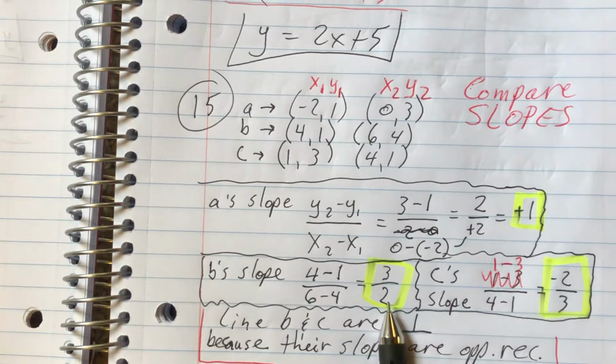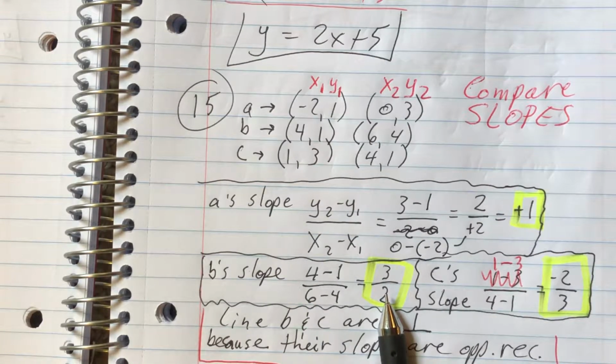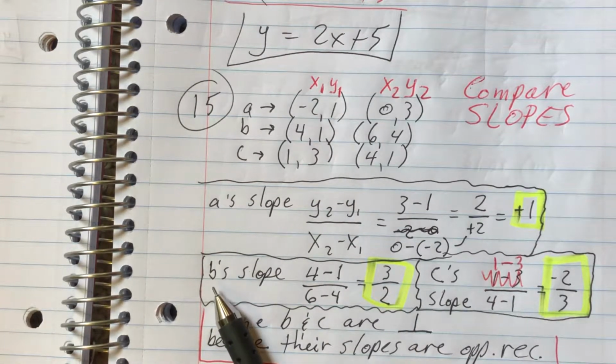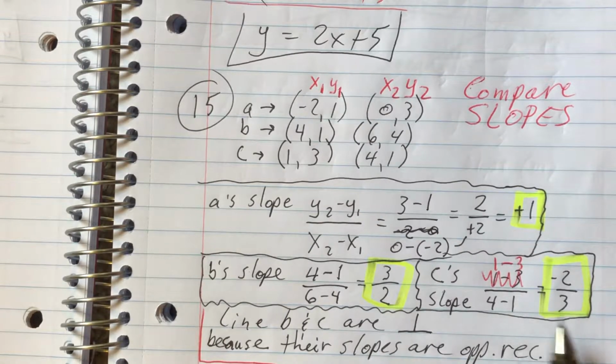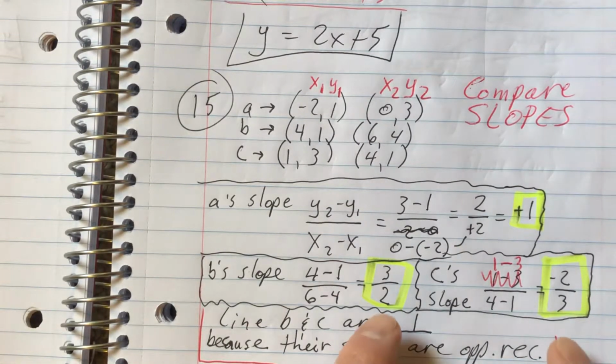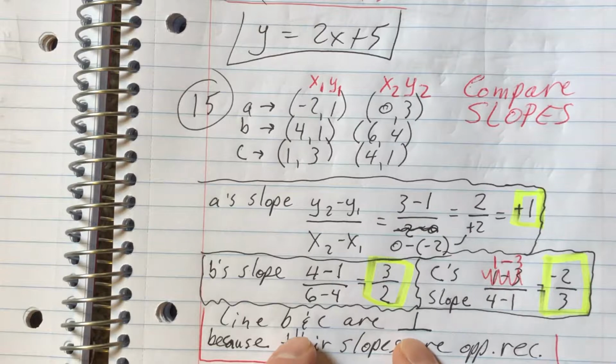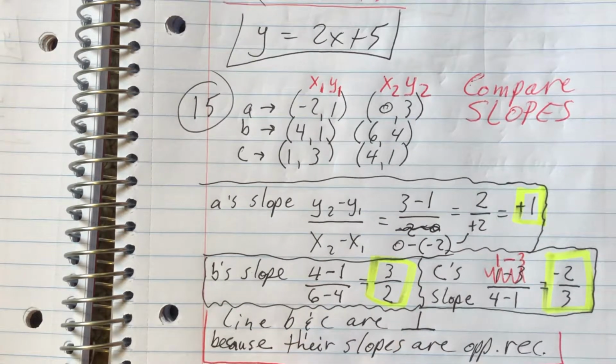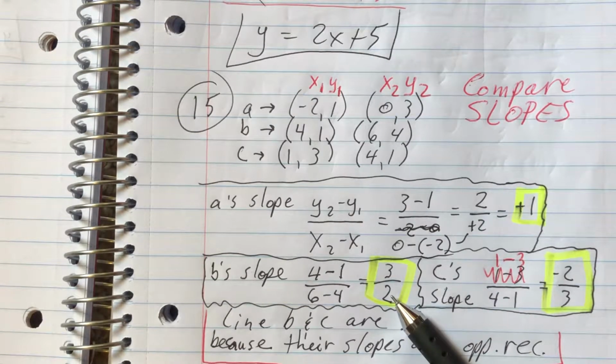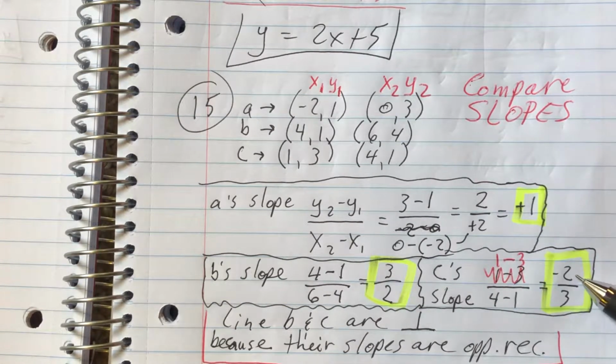But if you do observe that line B's slope and line C's slope, they compare and they are perpendicular. I don't know if the question asks that, but none of the slopes are parallel, but line B and line C are perpendicular because they have opposite reciprocal slopes. 3 over 2 is the flip and the opposite of negative 2 over 3.